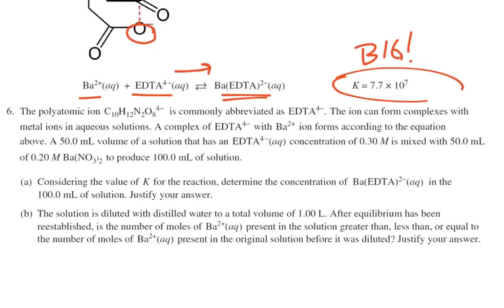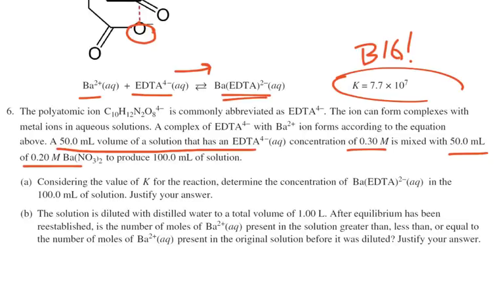So here we go. The polyatomic ion C10H12N2O8 4- is commonly abbreviated as EDTA 4-. The ion can form complexes with metal ions in aqueous solution. A complex of EDTA with barium ion forms according to the equation above. Now, here's some important stuff. A 50 milliliter volume of a solution that has a concentration of EDTA of 0.3 molar is mixed with 50 milliliters of 0.2 molar barium nitrate to produce 100 milliliters of solution.